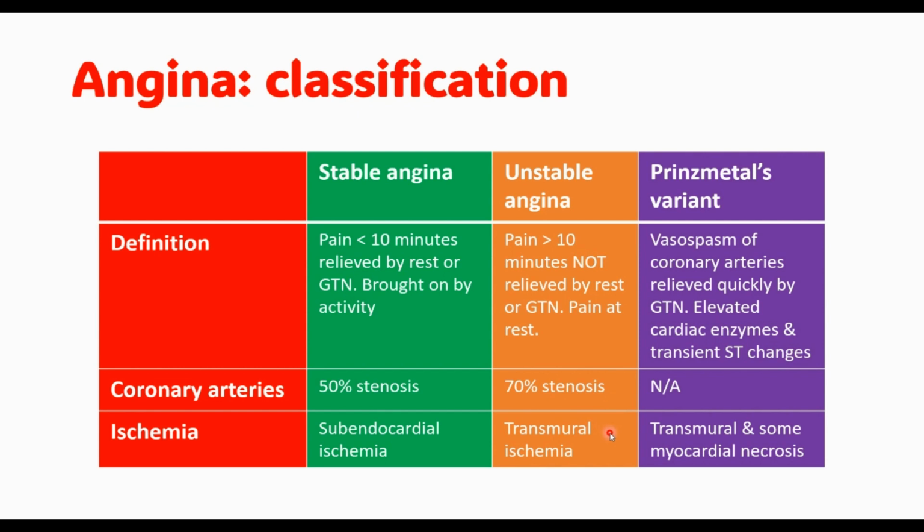Transmural means across all of the layers. So the endocardium, the myocardium, and also parts of the epicardium as well in unstable angina. And that's because the arteries are more stenotic, therefore the blood flow is impeded more. And then if we look at Prinzmetal's, there's transmural ischemia, and you can even have some myocardial necrosis. So necrosis just means death of the heart cells, the cardiomyocytes. Okay, so that was the classification.